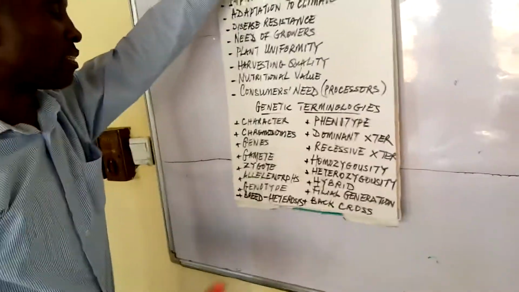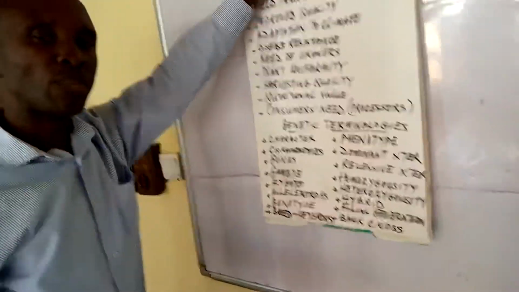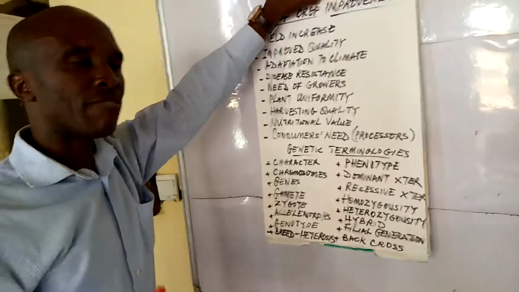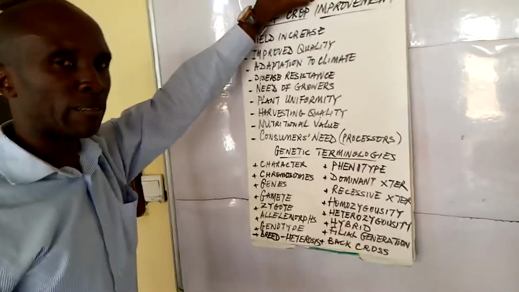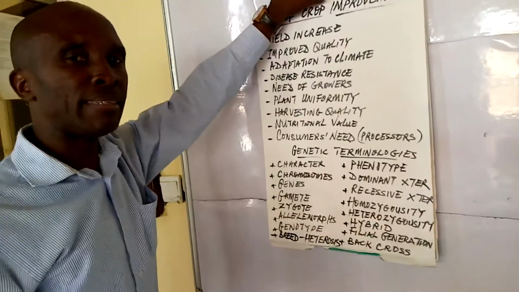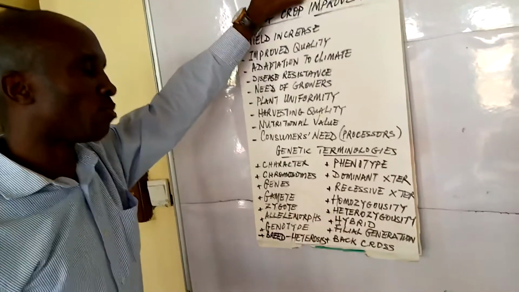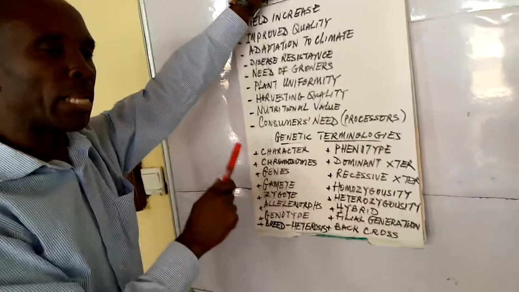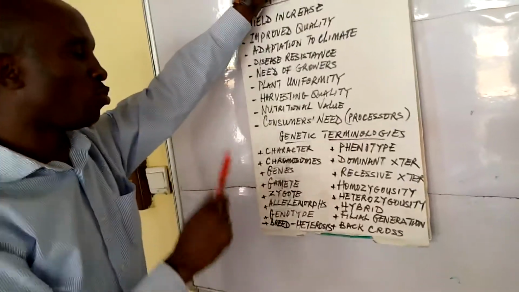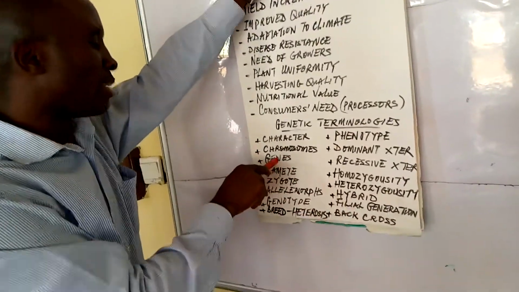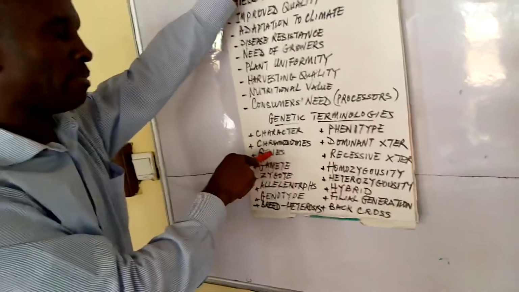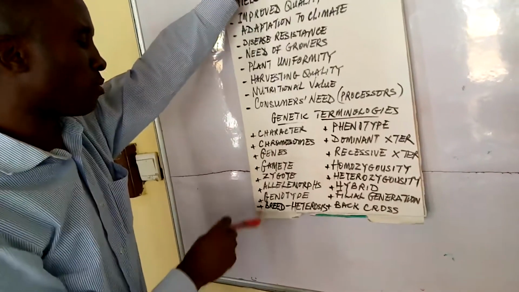These are called characters. Then chromosomes. Chromosomes are found in the nucleus of a cell. They are the hereditary structures found in the nucleus of a cell. They are responsible for transferring of characters from one plant to another. Genes are units of inheritance found in the nucleus of crops.